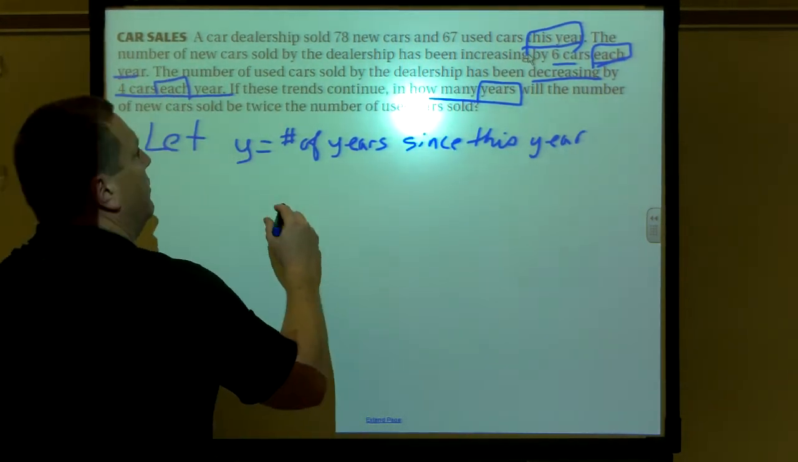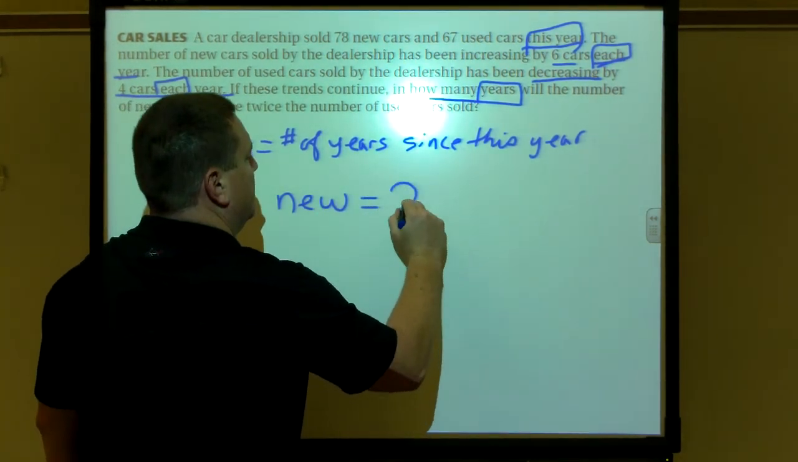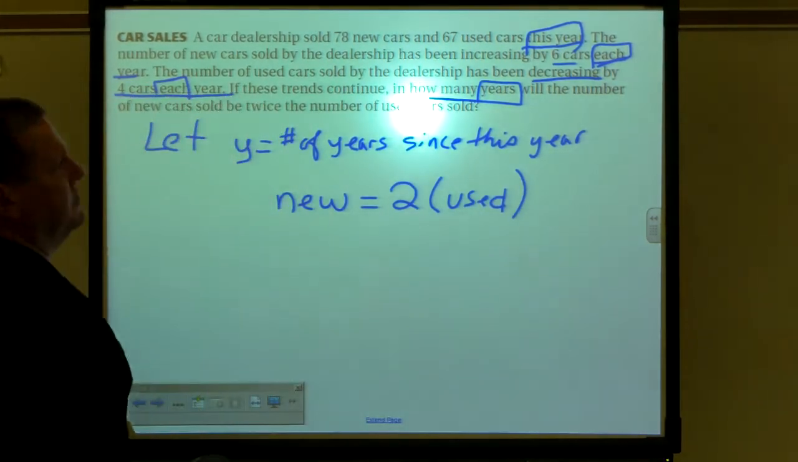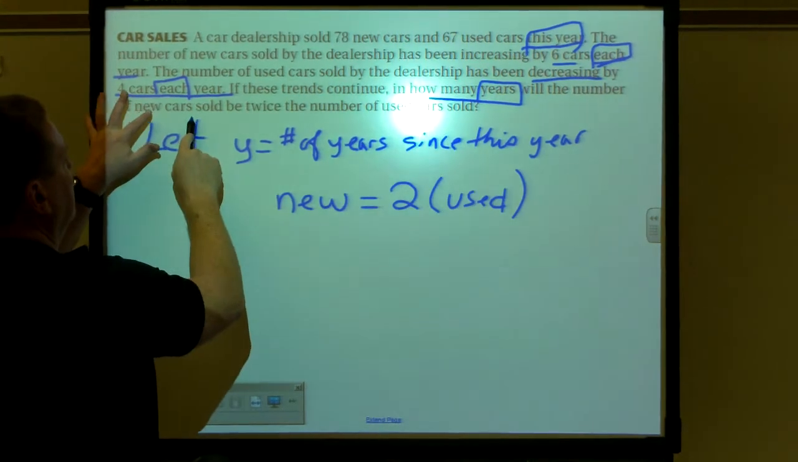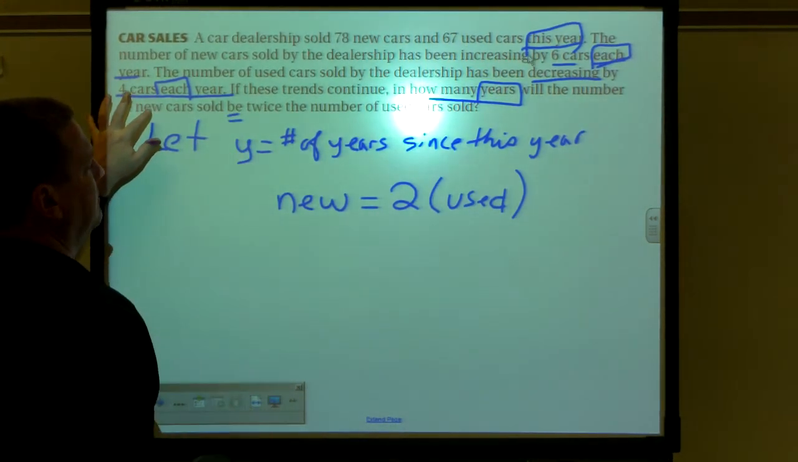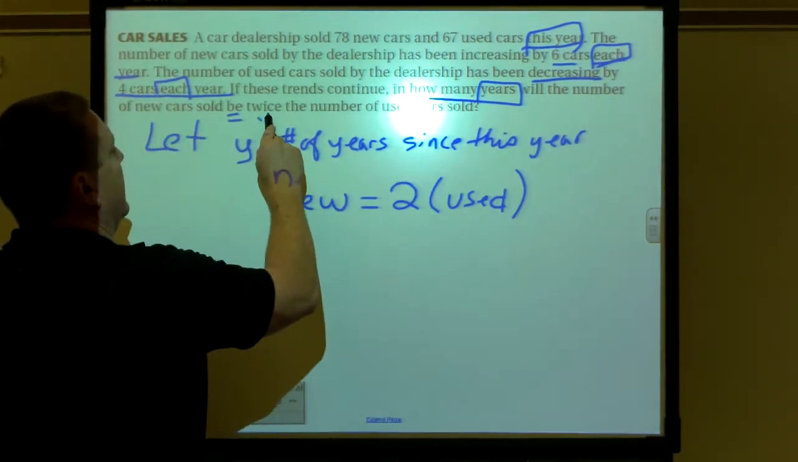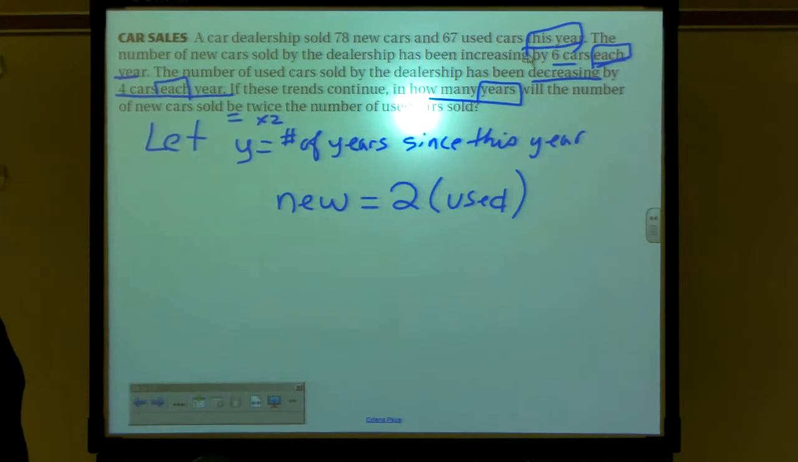Okay, so basically we want new cars to equal 2 times the used cars. That's what they're saying. In how many years will the number of new be, which is like saying equal, so new will equal twice the number of used. So twice means times by 2. So used cars times 2 was equal to new.